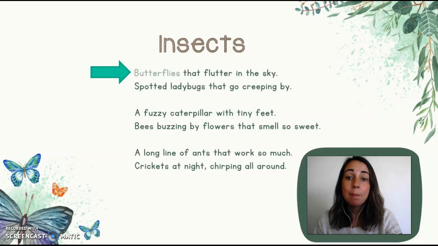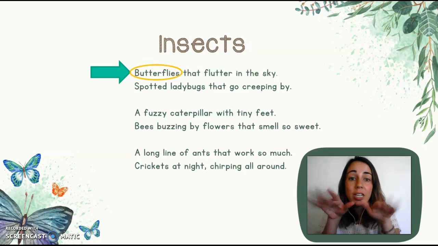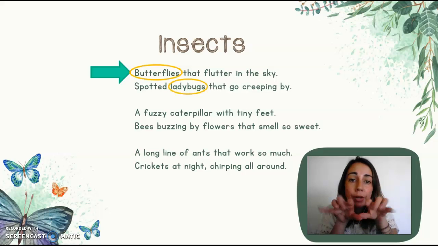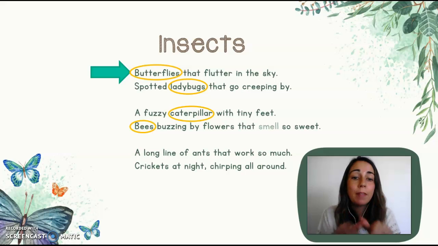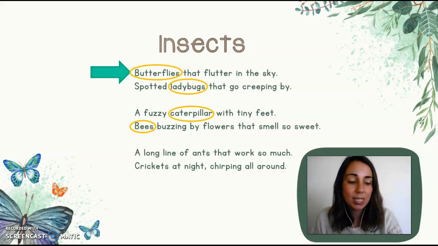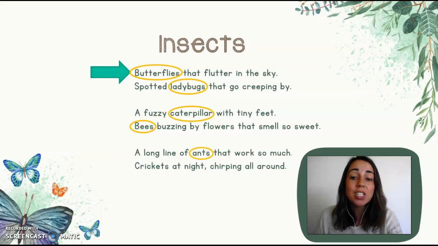Insects. Butterflies that flutter in the sky. Spotted ladybugs that go creeping by. A fuzzy caterpillar with tiny feet. Bees buzzing around by flowers that smell so sweet. A long line of ants that work so much. Crickets at night chirping all around.